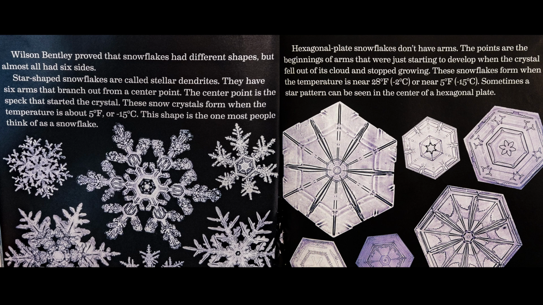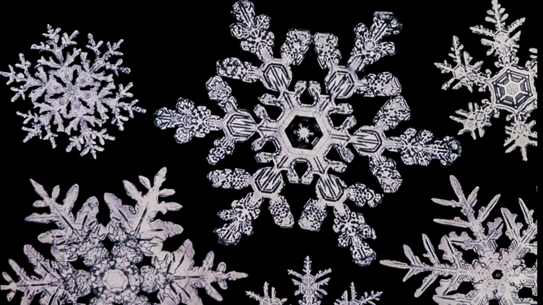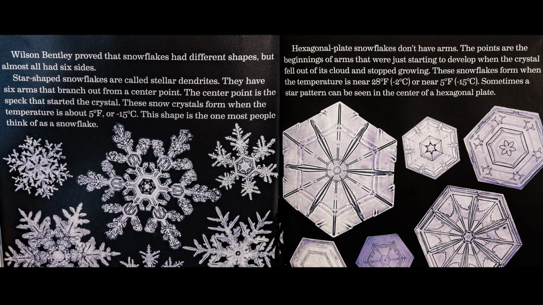Wilson Bentley proved that snowflakes had different shapes, but almost all had 6 sides. Star-shaped snowflakes are called stellar dendrites. They have 6 arms that branch out from a center point. The center point is the speck that started the crystal. These snow crystals form when the temperature is about 5 degrees Fahrenheit or negative 15 degrees Celsius. This shape is the one most people think of as a snowflake. Hexagonal plate snowflakes don't have arms.